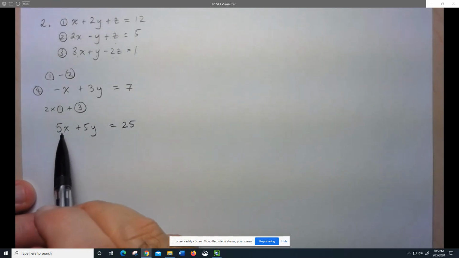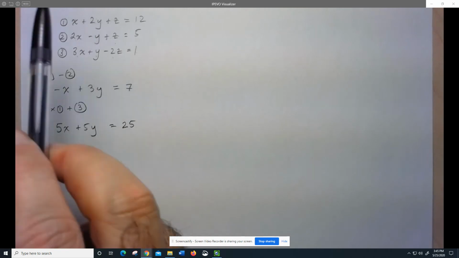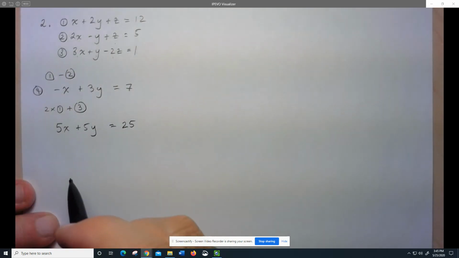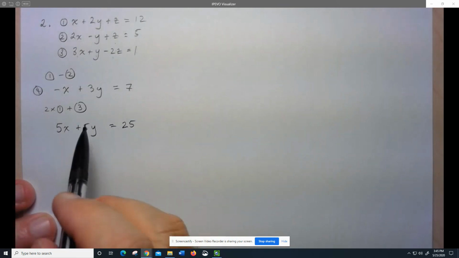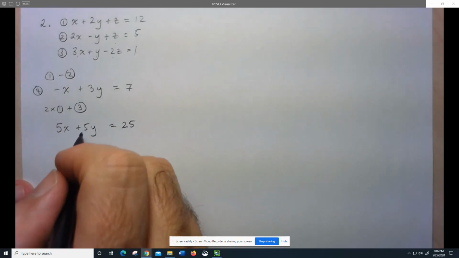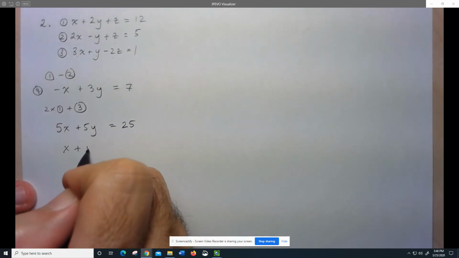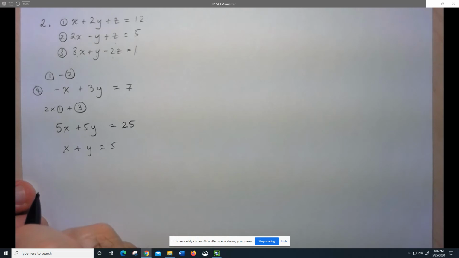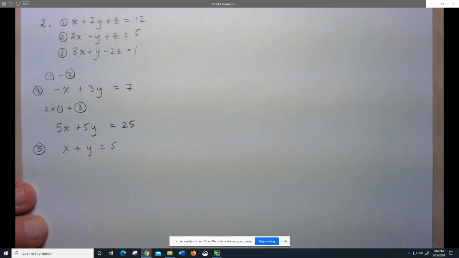Now, if you take a look at this equation, remember, think about what the legal operations are on equations. I can multiply the same thing to both sides. I can add and subtract equations from each other, okay? Or I can divide both sides of an equation by a number. So I'm actually going to not work with 5x plus 5y equals 25. I'm going to work with an equivalent equation. I'm going to divide both sides by 5. So x plus y equals 5. That makes my life a lot easier. So I'm going to call this now equation 5.